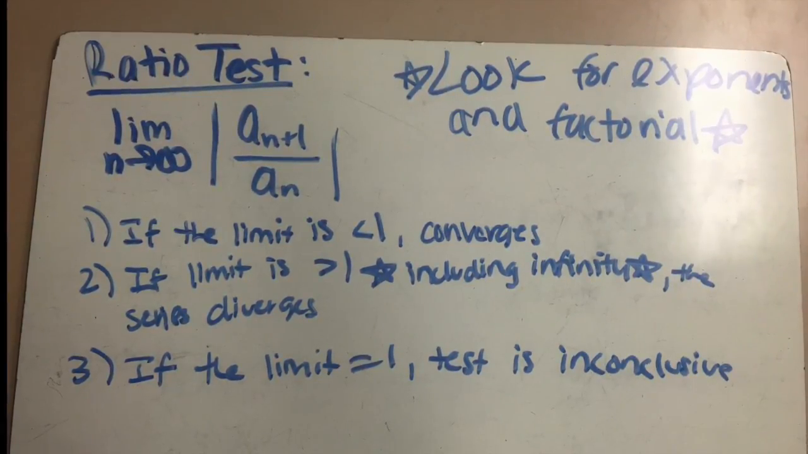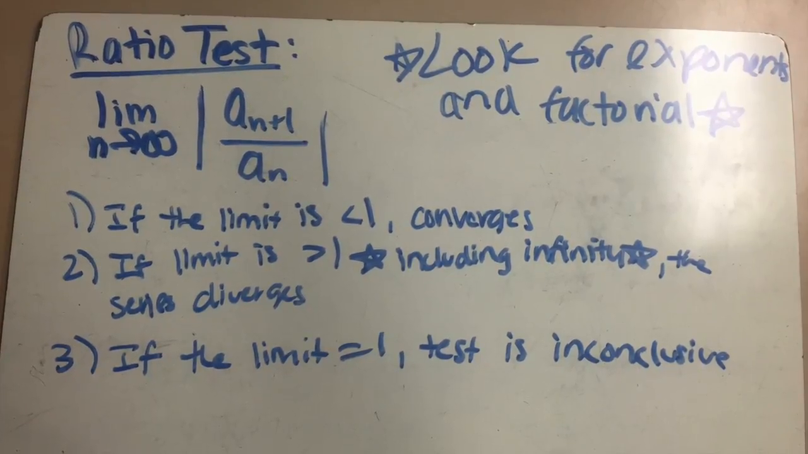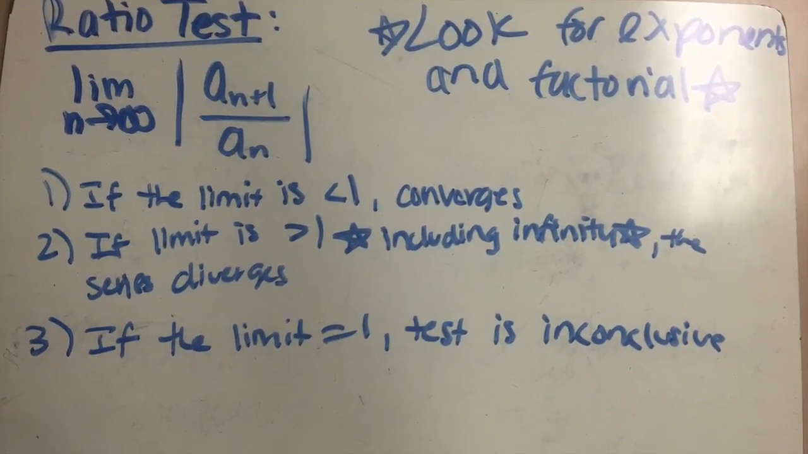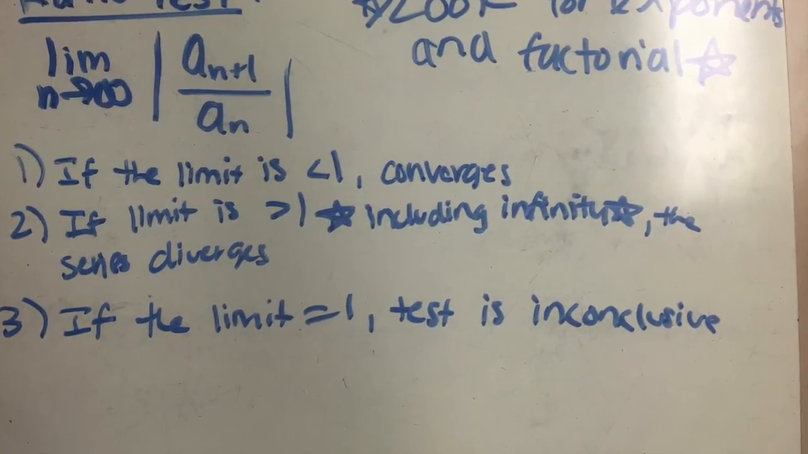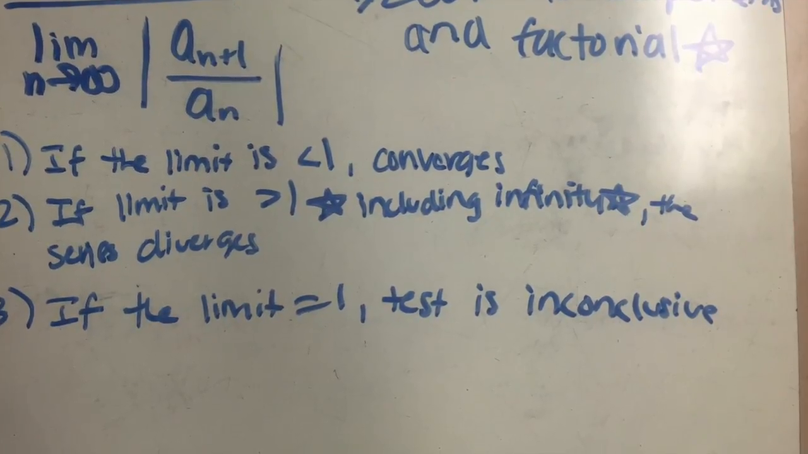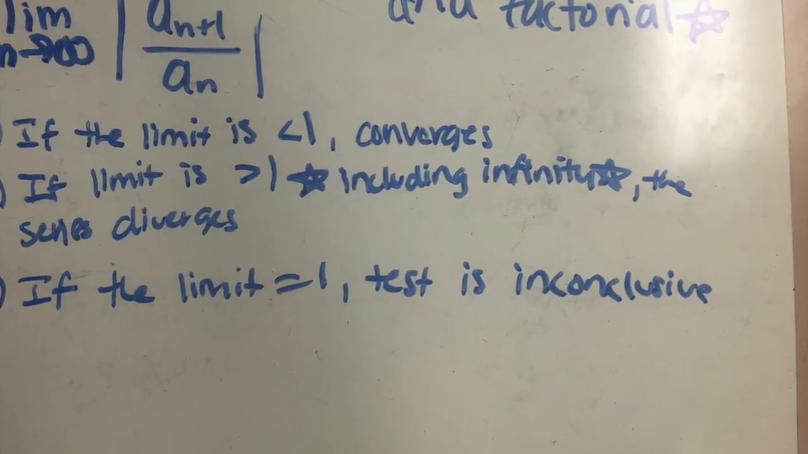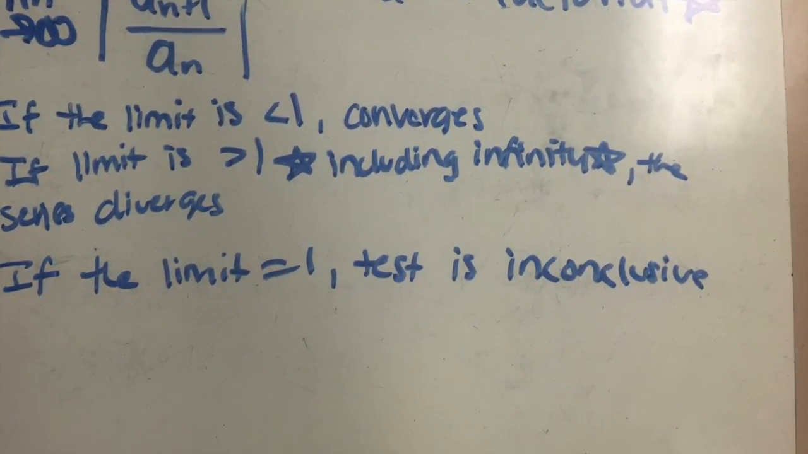And for the ratio test, you're going to want to look for a series that has an exponent and a factorial, and you're going to set up a ratio, and you're going to want to find the limit of that ratio. And there's different rules. If the limit of that ratio is less than 1, then it converges. If the limit is greater than 1, and make sure that includes infinity, then the series diverges. But if the limit is equal to 1, then the test is inconclusive, and you're going to have to use another test.